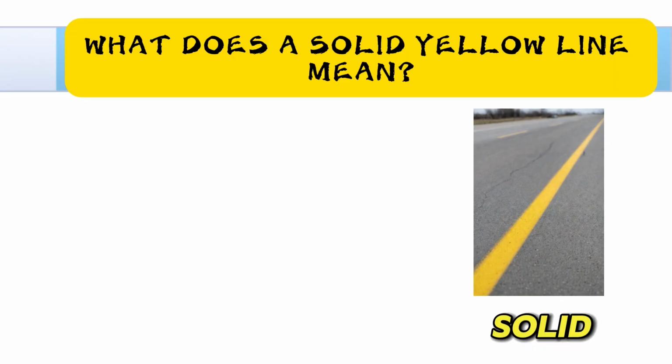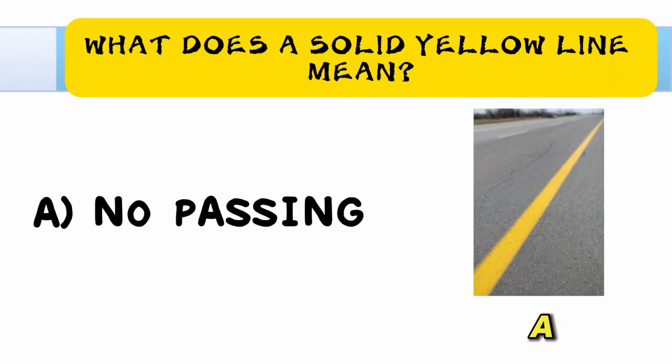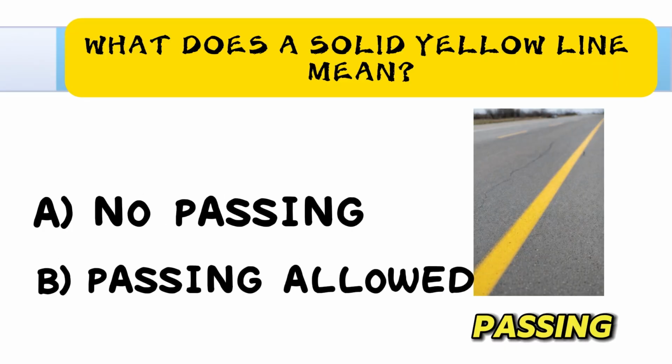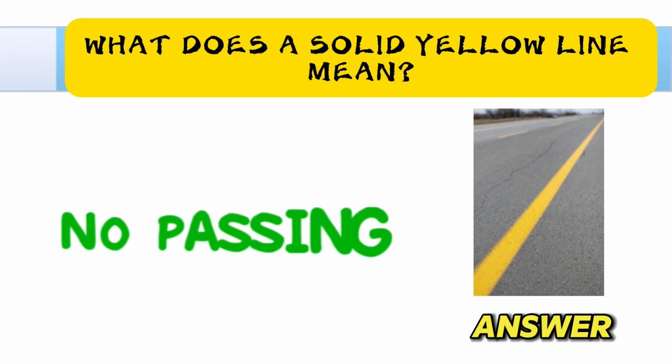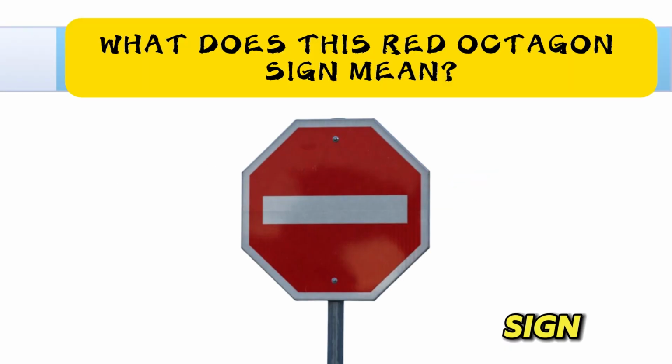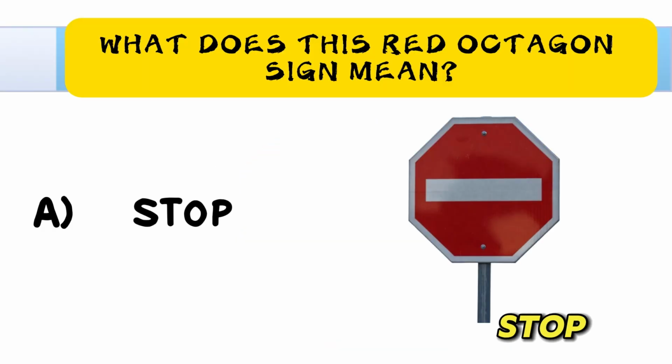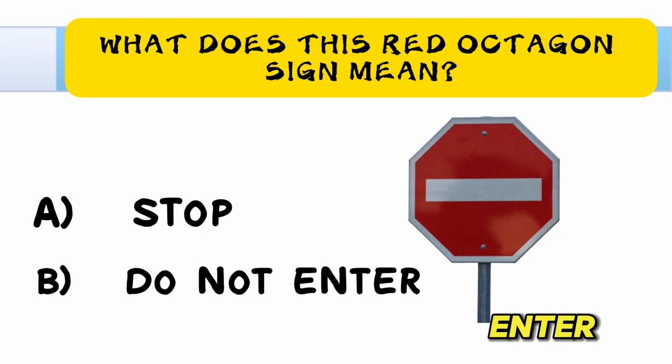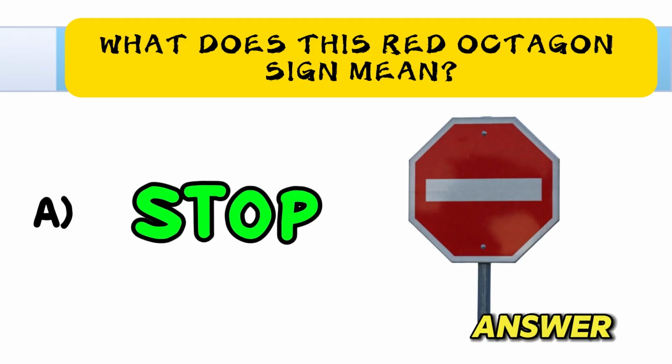Quick one. What does a solid yellow line mean? A. No passing. B. Passing allowed. Answer: A. No passing. Driver test. What does this red octagon sign mean? A. Stop. B. Do not enter. Answer: A. Stop.